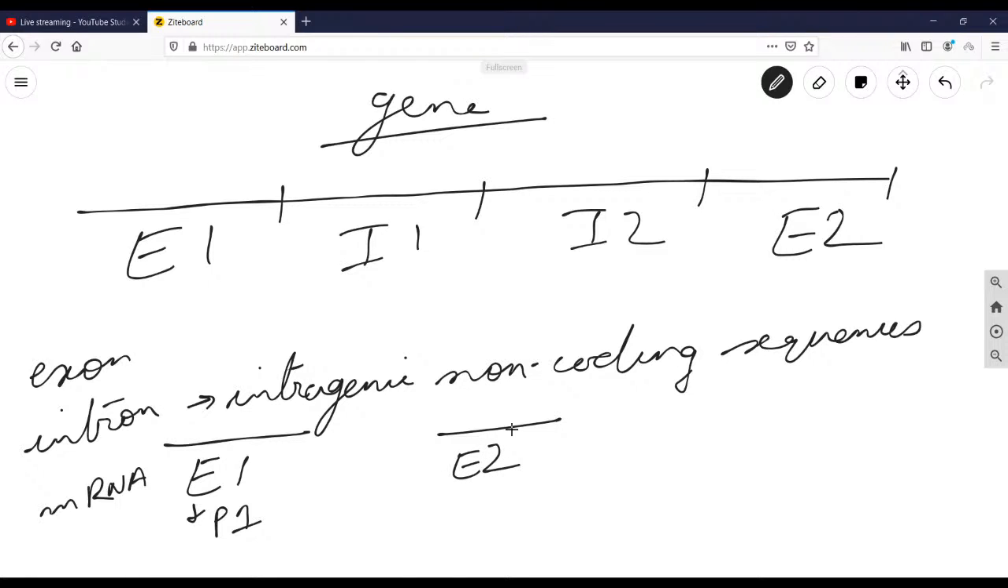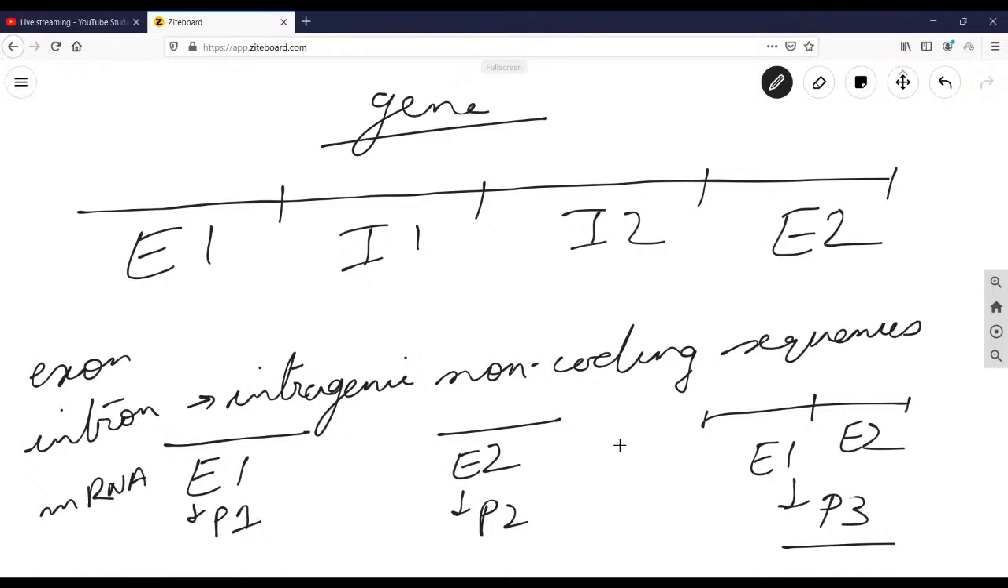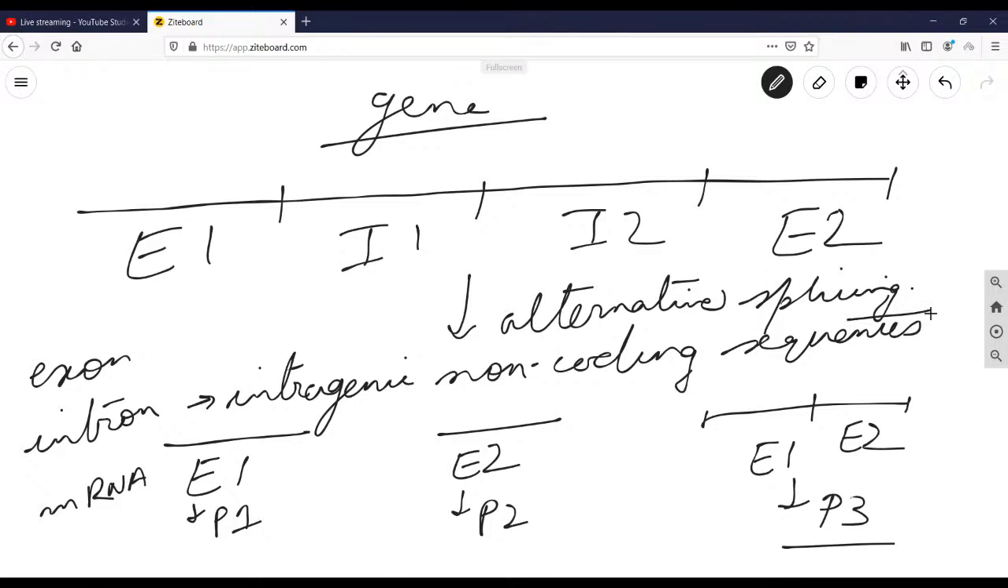This will give me protein number 2. Then I can combine E1 and E2. I will never add I, because I will be thrown out of the processed mRNA. That is known as a splicing event. So this is known as alternative splicing. I'm splicing alternatively. E1 and E2 both are there. This will give me protein 3. So from one gene you got 3 proteins, right? That is a specific theory known as the alternative splicing mechanism. That is how the one gene, one protein hypothesis was completely neglected and has been rejected.